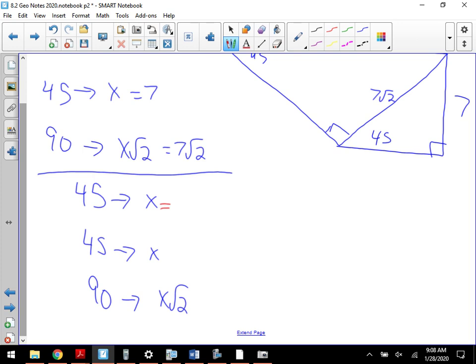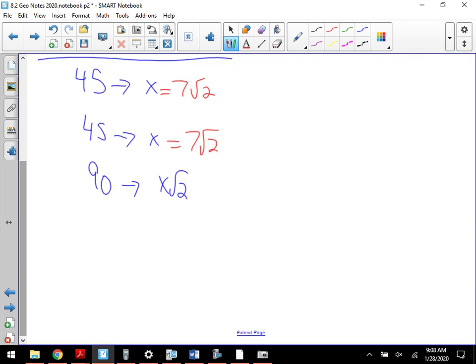Now, across from this one is a 7 root 2, which means across from the other one is a 7 root 2. And then move this up here. Now it's going to be 7 root 2 times the square root of 2, which is 14. That's it. I want to go to one that has the difference.